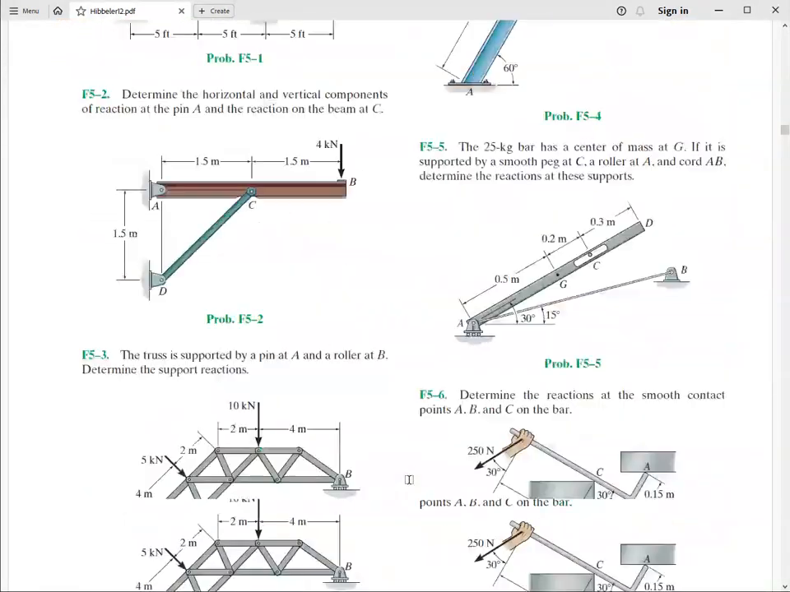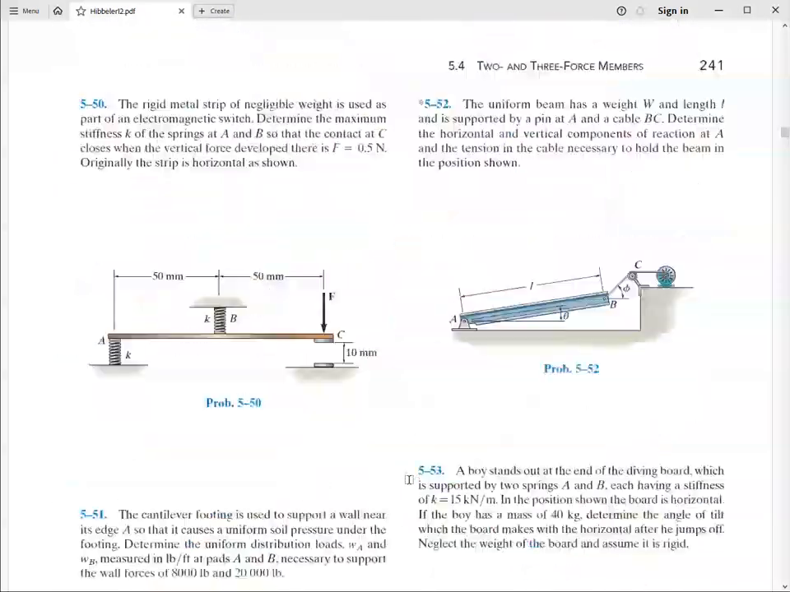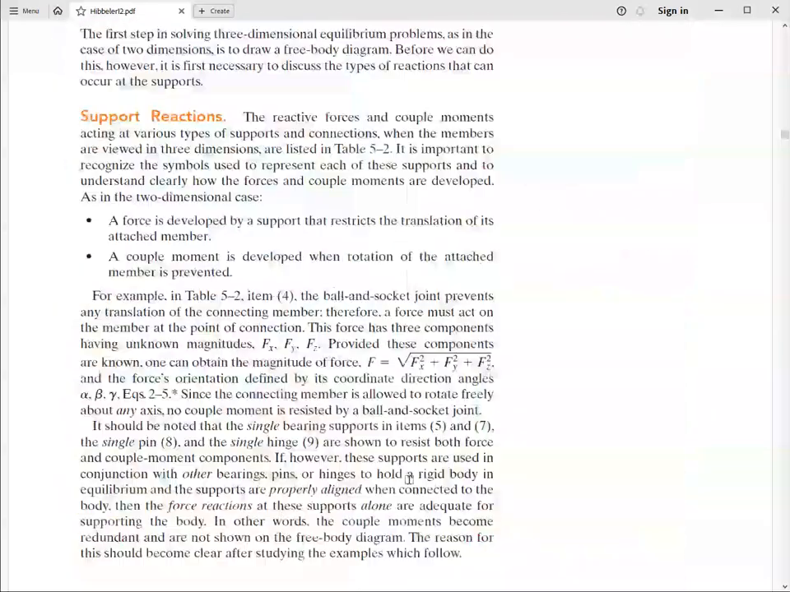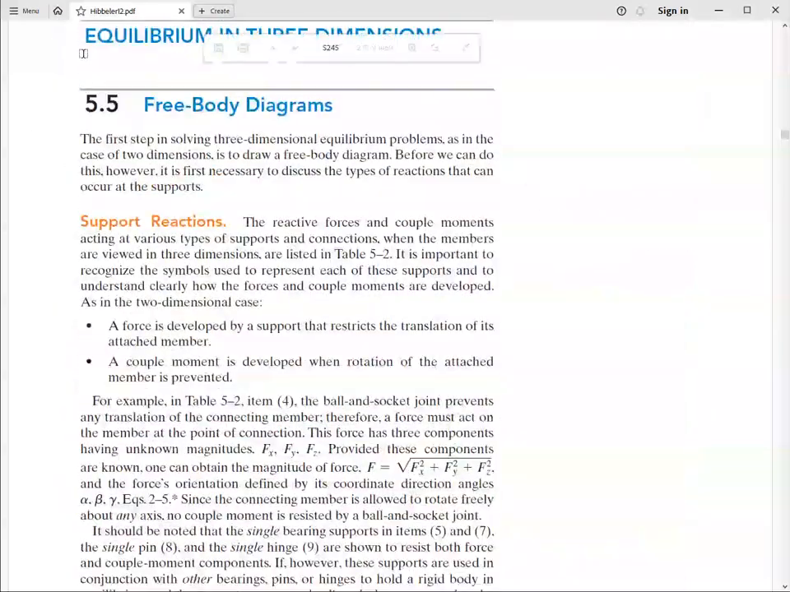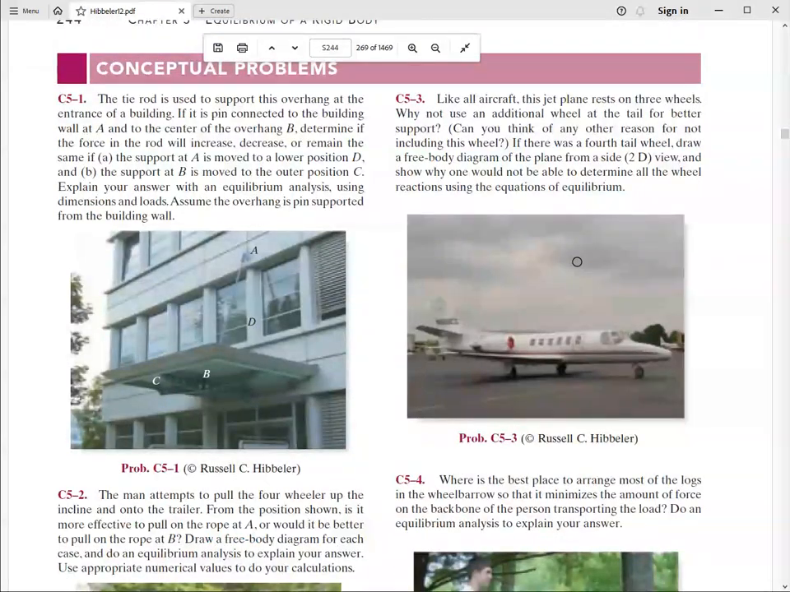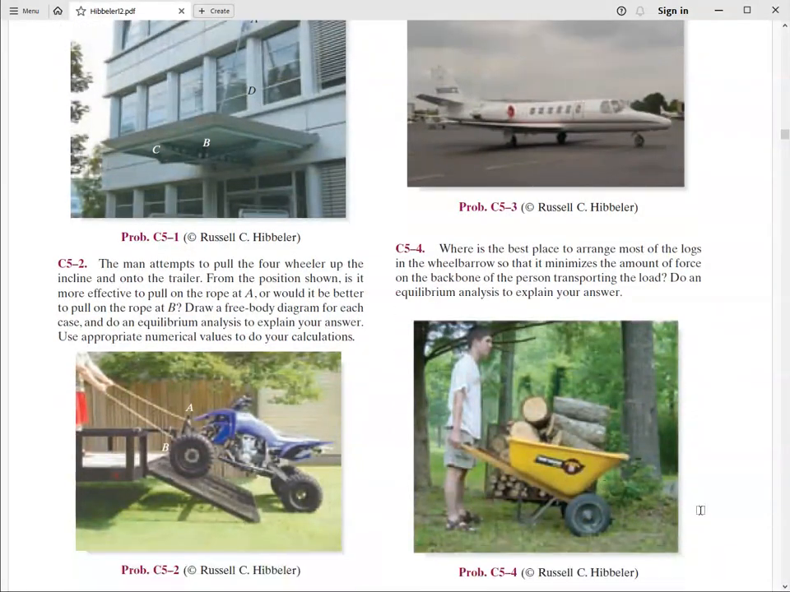There are some examples, and if I remember correctly, the chapter ends, or rather continues, with systems of 3-dimensional bodies. We'll cover them in a separate recording. And some conceptual problems, testing your everyday life experience, in a sense. Okay, so I'm stopping here.